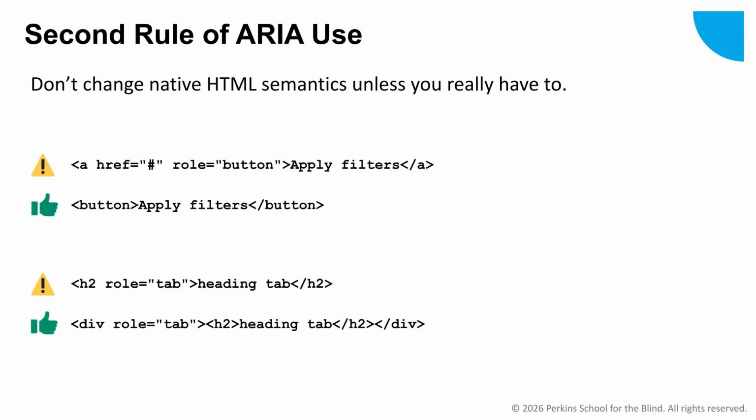The second example here is an H2 with role equals tab. H2 has a role, its role equals heading. So it's not a good idea to change a heading into a tab. A better solution is to have an element with role equals tab around a heading.